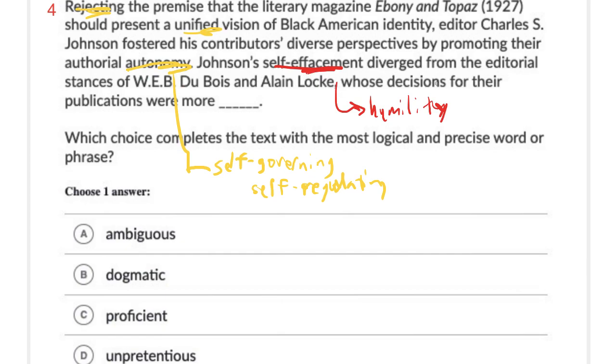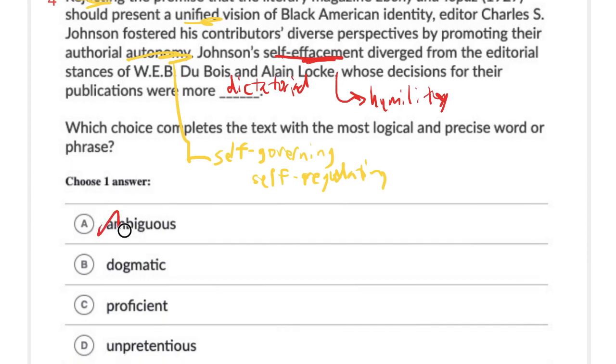whose decisions for their publications were more the opposite of self-effacing, more, I don't know, something almost like dictatorial, meaning they're dictating to their contributors what kind of things they should write or what kind of perspectives they should use. So looking to the answer choices, ambiguous, no. Ambiguous means it's not clear. We'll come back to dogmatic.